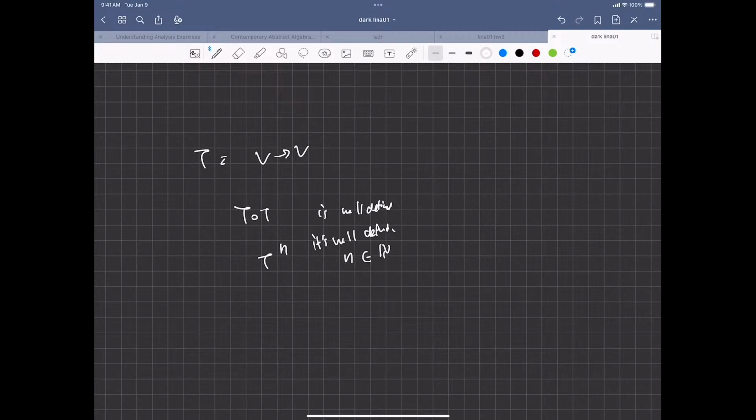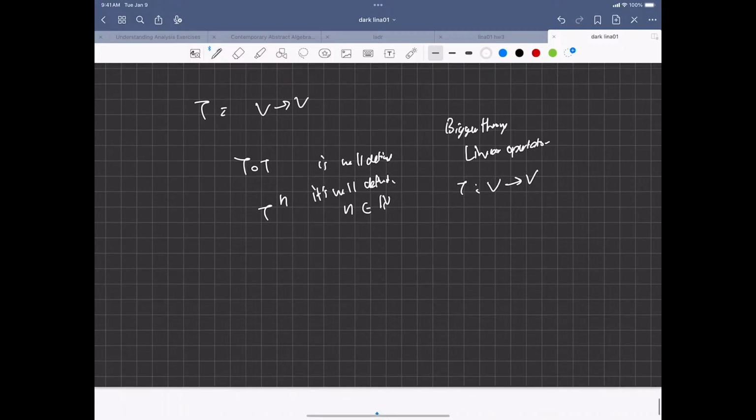And so this is why we have a bigger theory surrounding the whole idea of linear operators. Again, linear operators are maps from the space to itself. This is why there's a whole bigger theory surrounding linear operators rather than just linear transformations in general.